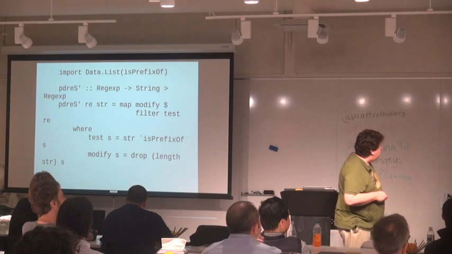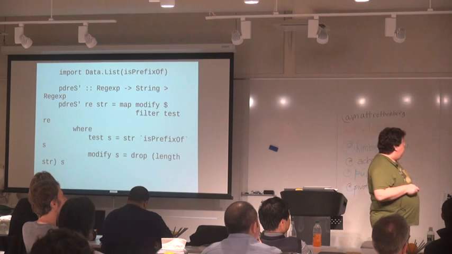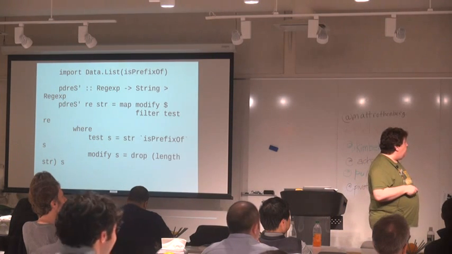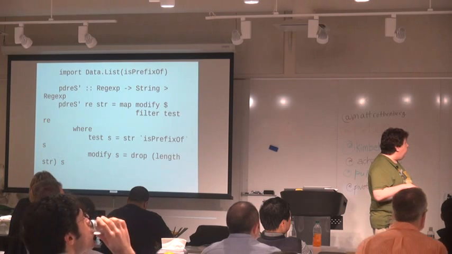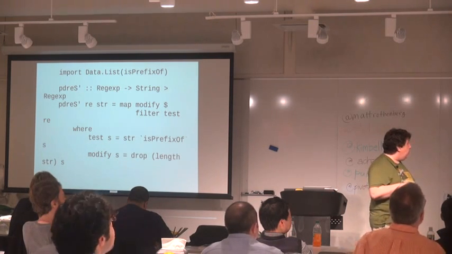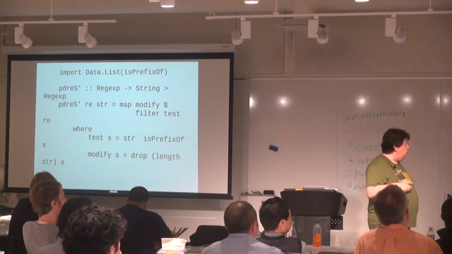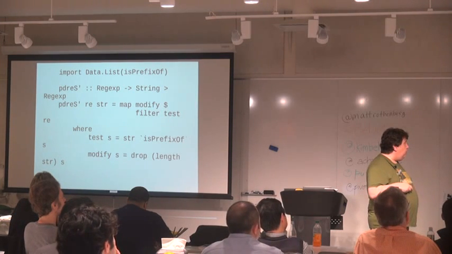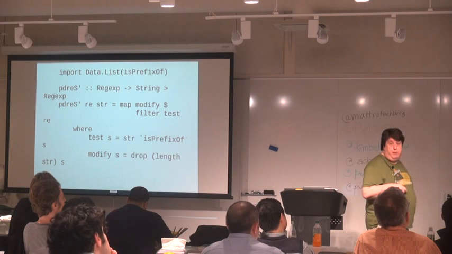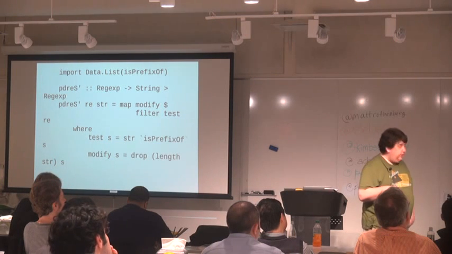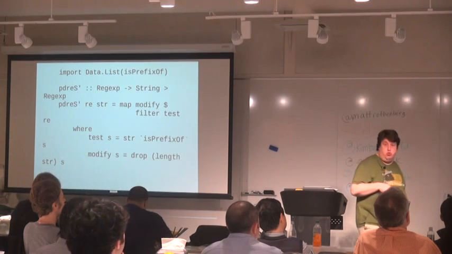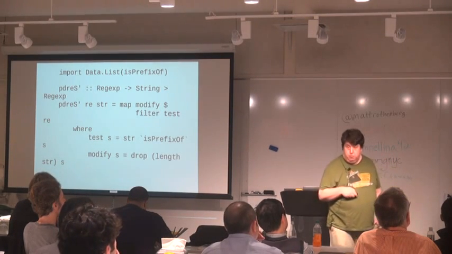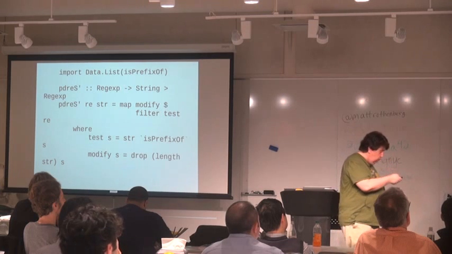Formatting problems here, obviously. The easy way to think about this is I simply filter my regular expressions. I forgot my primes. My regular expressions are infinite lists of strings. Then I can just filter for all strings which are a prefix of the one I'm testing for, and then go through and just drop the initial so many characters. Right?